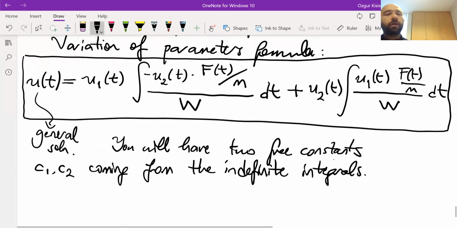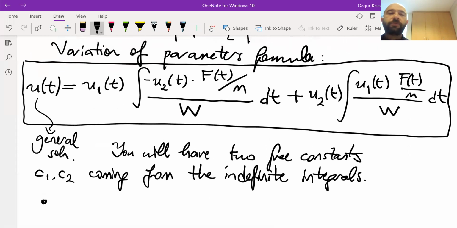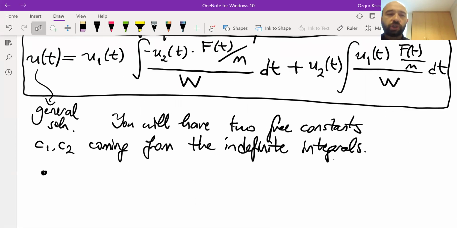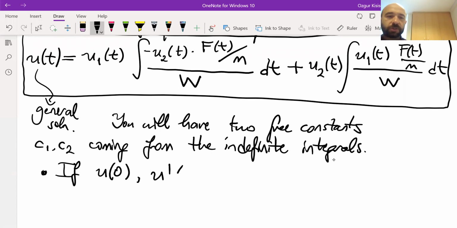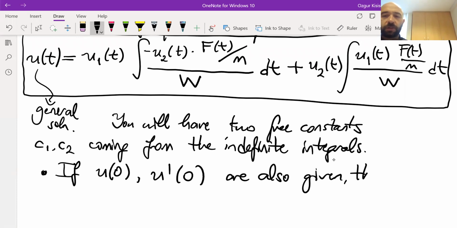And finally, final step, if you also know the initial values, if u(0) and u'(0) are also given, then use them to find C1 and C2, and that will complete the story.